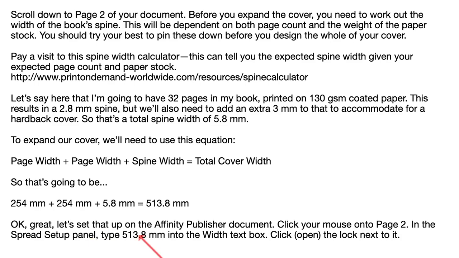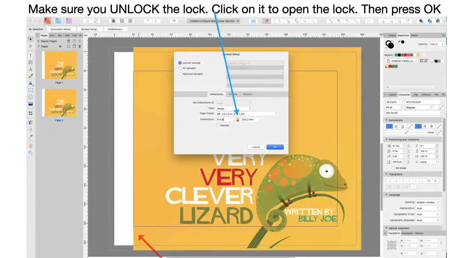Click to open the lock next to it. That's fairly important. Make sure you unlock that lock. If it's locked and you adjust that dimension, the other will automatically readjust. And if you've forgotten and it does that, go back, flick the lock, put 513.8 and 203.2 in there. That'll set it back to what it's supposed to be.